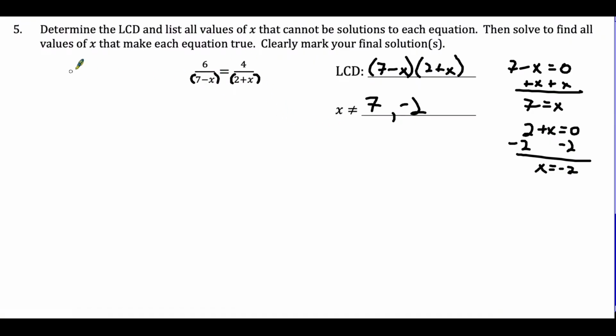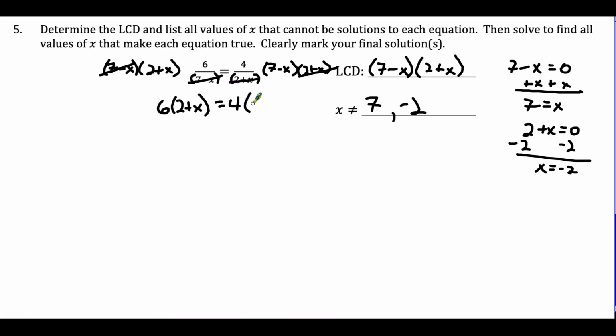So now to solve the problem, I'm going to start by multiplying both sides of my equation by my LCD. So times 7 minus x times 2 plus x. Now, the reason we do this is it will eliminate my denominators. On the left side here, I can cancel out my 7 minus x's, and I'm just left with 6 times 2 plus x. On this side, I can cancel out my 2 plus x's, and I'm just left with 4 times 7 minus x.